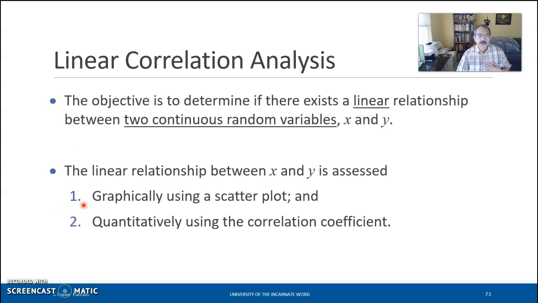All right, in terms of what we call a linear correlation analysis, the objective is to determine if there is a linear relationship between two continuous random variables, x and y. And the way to assess this linear relationship is, 1, graphically using the scatter plot, and 2, by calculating the correlation coefficient and testing it to see if it is statistically different from 0.